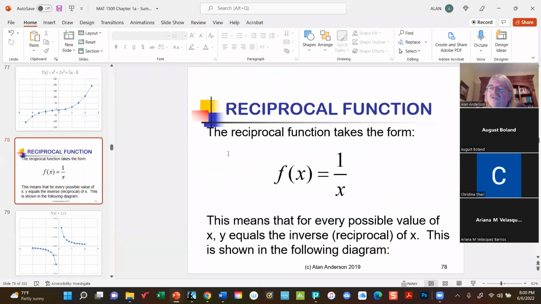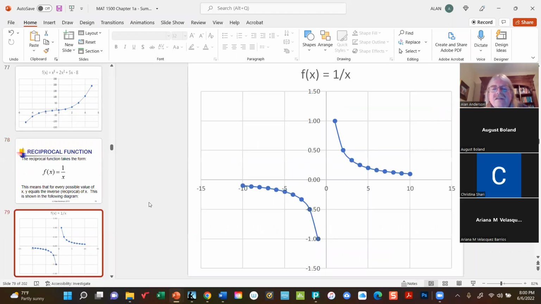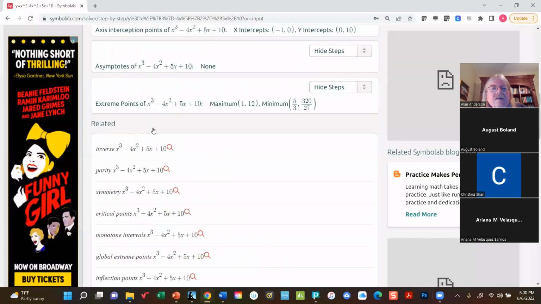Reciprocal function. This is an interesting one because, as we already saw earlier, if x is equal to zero, the function is undefined. So the graph looks a little strange. Now the Excel, it didn't really turn out that well. Let me just jump ahead to Symbolab and show it to you real fast. You'll appreciate it better. For some reason, that doesn't look quite right in Excel.